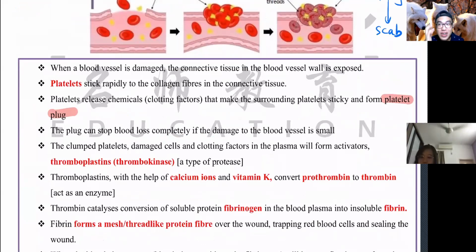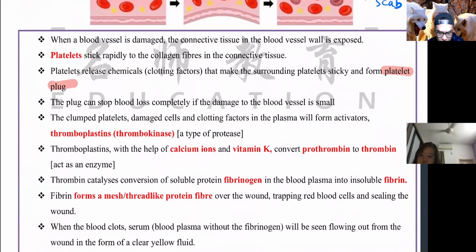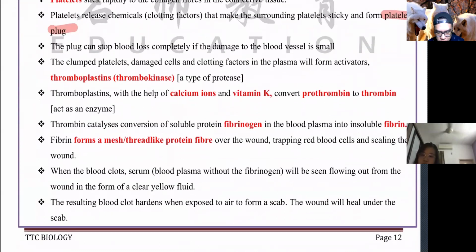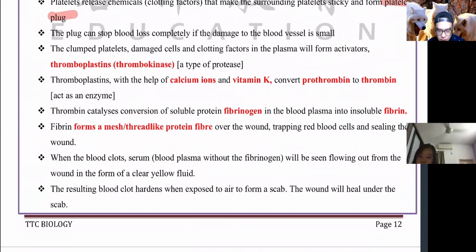If the cut is very big, the clumped platelets, damaged cells, and clotting factors will release and form activators. You form thromboplastin. With the help of calcium ions and vitamin K, it will convert prothrombin to thrombin. I told you just now. And then fibrinogen is converted to fibrin, which is the insoluble mesh. If you're a St. John, you know what a mesh is. It's like a net to cover your wound. So it forms a mesh of thread-like protein fiber over the wound, trapping red blood cells and sealing the wound.